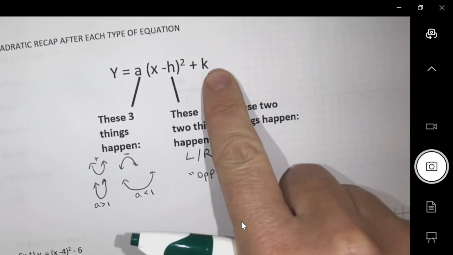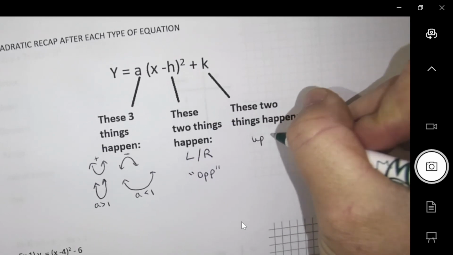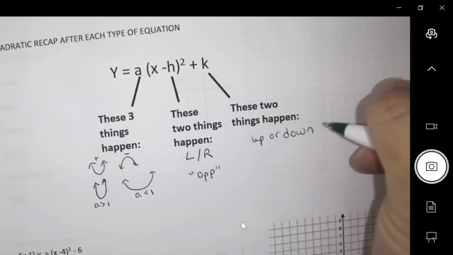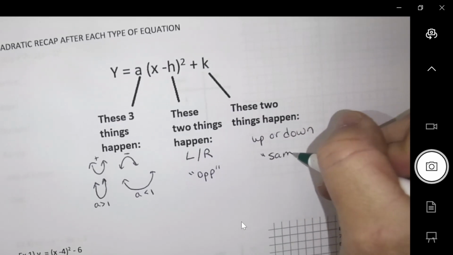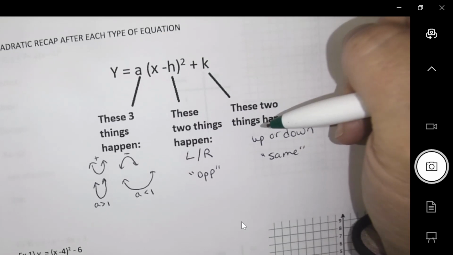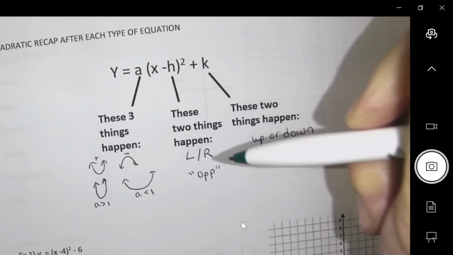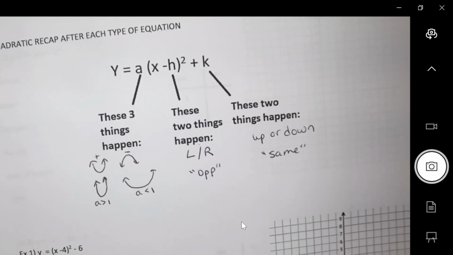And then we had a plus K, which could move up or down. That would be the same, because that formula has a plus K, so our K would be the same. But this formula has a minus H, so that's why that one's opposite.